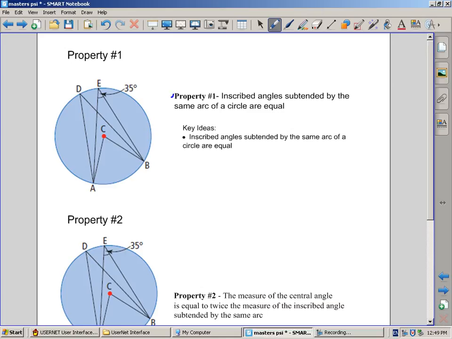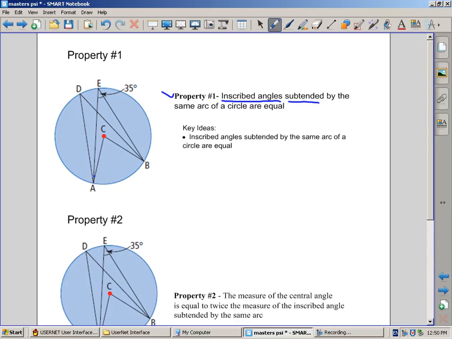So we can see in property number 1 that inscribed angles subtended by the same arc of a circle are equal. A few key definitions there. We've got our inscribed angles, which we've talked about already. Subtended, which is a definition that we can see on our website, on the same arc of a circle. So the key idea with this one is that inscribed angles subtended by the same arc of a circle are equal. Let's take a look at how that looks on here.